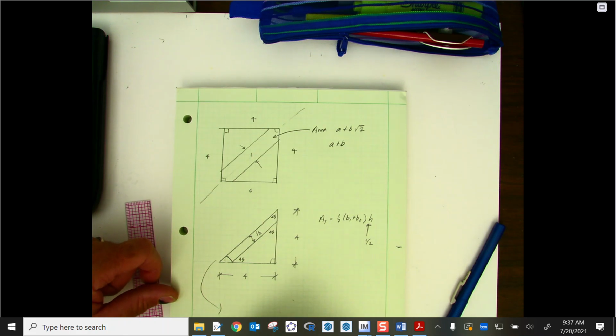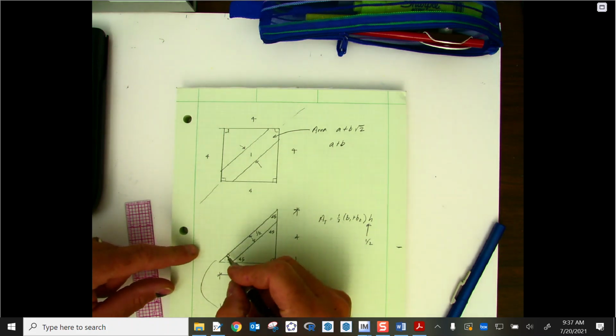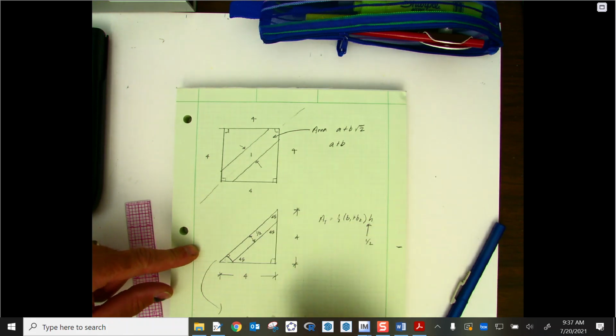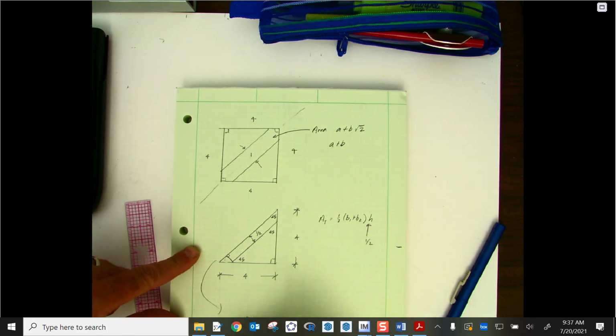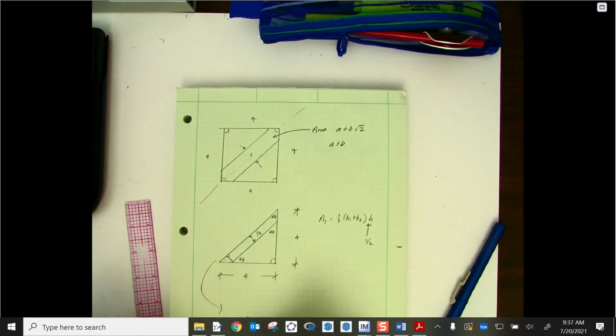So let's see, something like, just trying to think how to draw it best, something like that, I guess. So we know that this angle here, I'm going to call right angle because I'm chopping it right there. This is a 45, and we know that that distance is 1/2, and we know that's a right angle, so that makes this one also a 45.